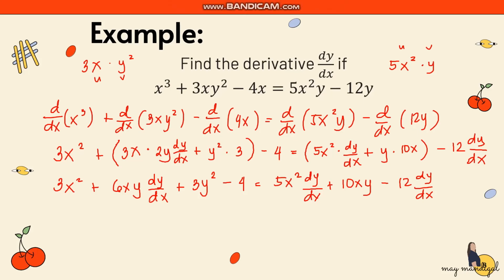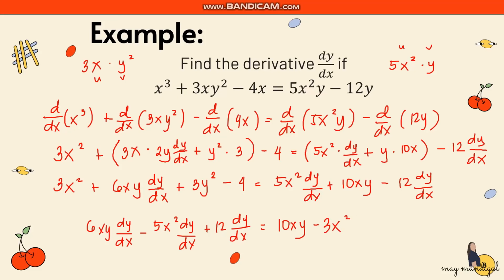Now, the next thing that you have to do is to isolate all of the terms with dy over dx. So here we have 6xy dy over dx, and then this one we move to the other side, so that will be negative 5x squared dy over dx, and then this one as well, plus 12 dy over dx, and then the remaining terms we put on the other side. So we have here 10xy, this 3x squared will become negative 3x squared, and then we have this 3y squared, so that's negative 3y squared plus 4.